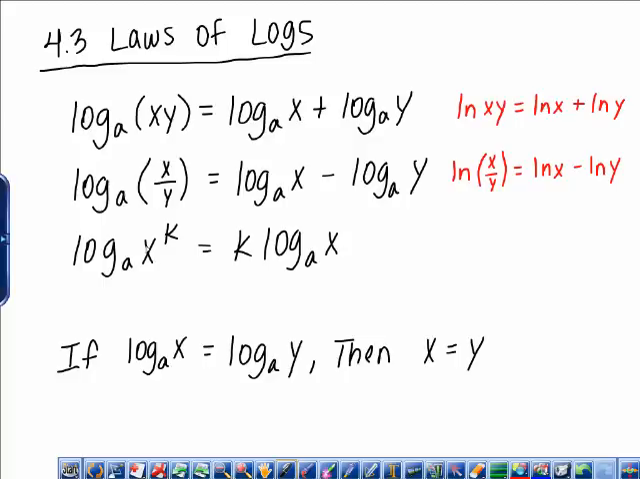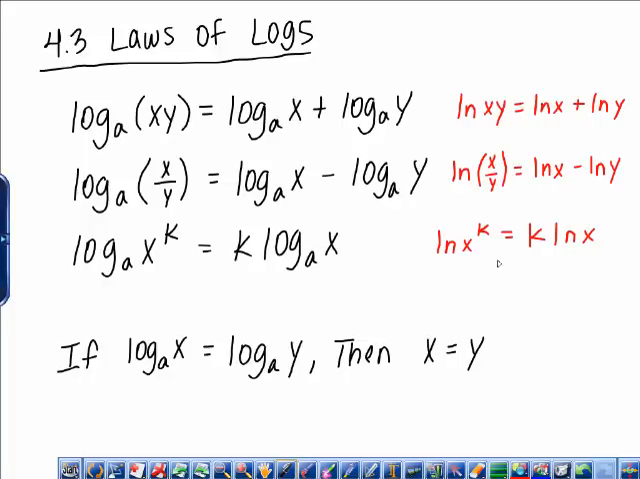This is about powers of the log's argument. So log base A of x to the power of k is equal to k times log base A of x, meaning the exponent on the argument of the log can now become the coefficient. And so this would look like natural log of x to the power of k. That would equal k times natural log of x.